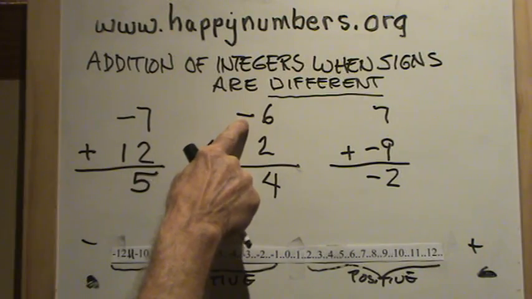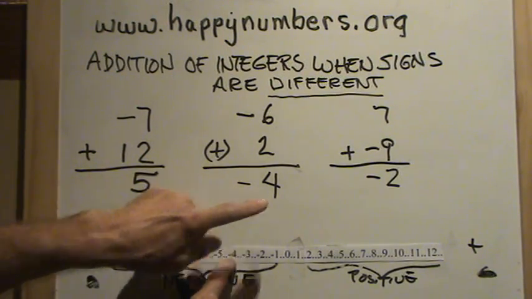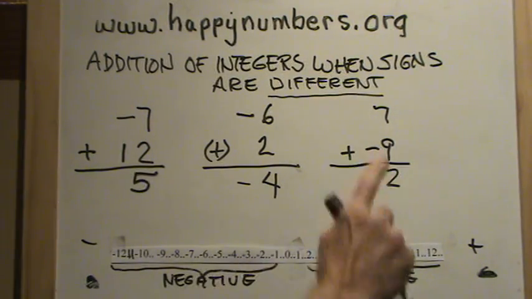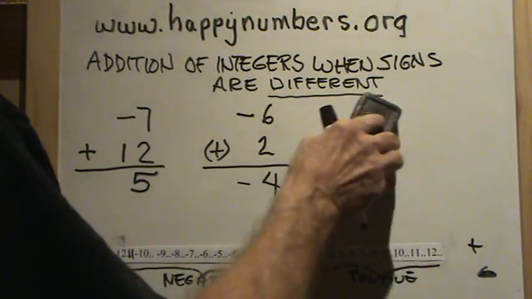Here I have negative 6. I'm going to move in a positive direction because this is positive 2 spaces. 1, 2 gives me a negative 4. Here I have a positive 7, and I'm going to move in a negative direction 9 places. 1, 2, 3, 4, 5, 6, 7, 8, 9. Answer is negative 2. Excellent.